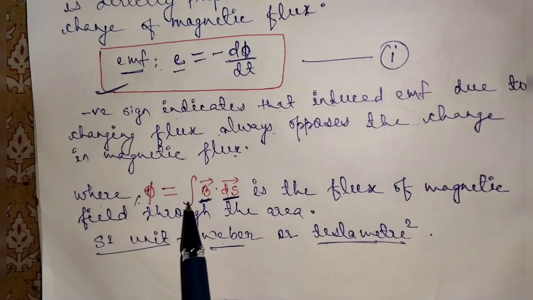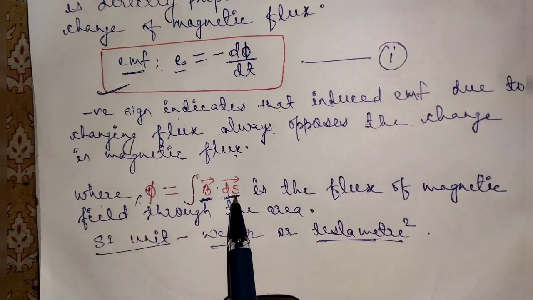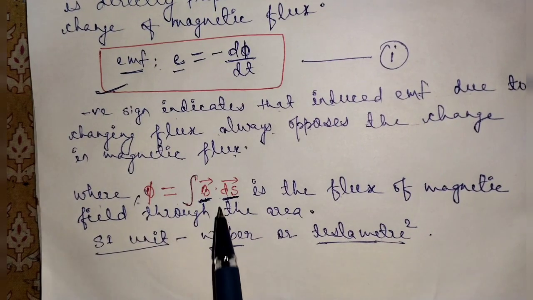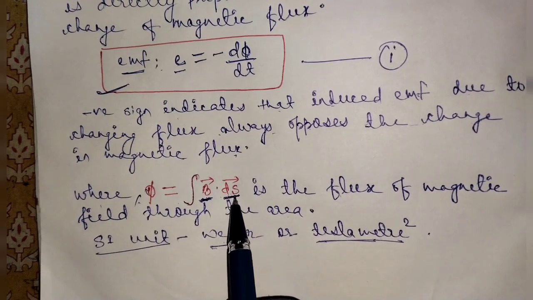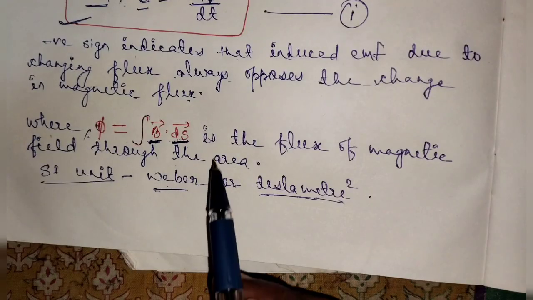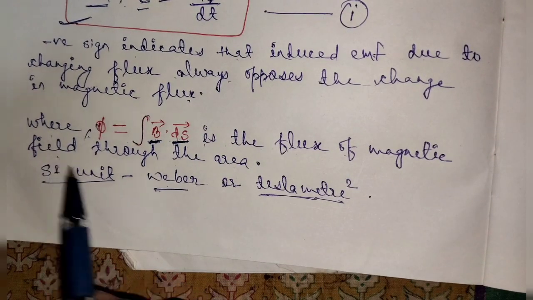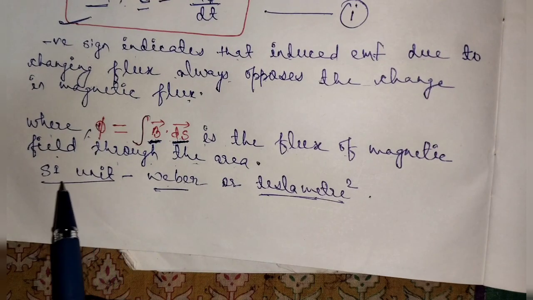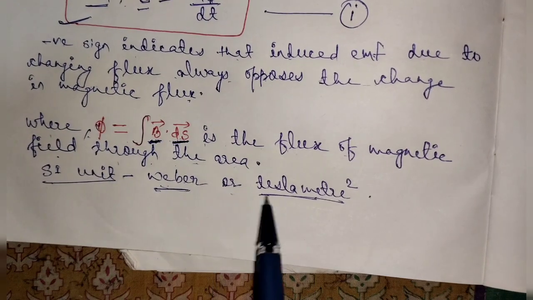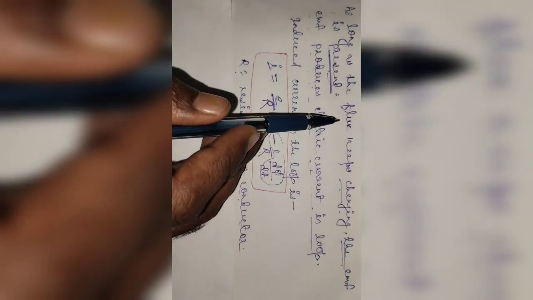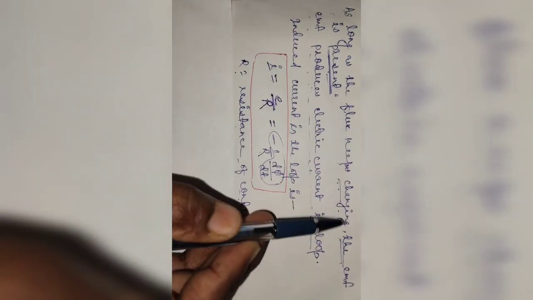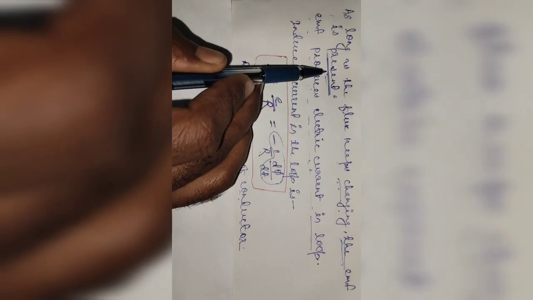where phi equals the integral of B dot dS, where B is the magnetic field and dS is the small area vector. B dot dS is the flux of the magnetic field through the area, and its SI unit is Weber or Tesla meter square. So as long as the magnetic flux keeps changing, the EMF is produced.